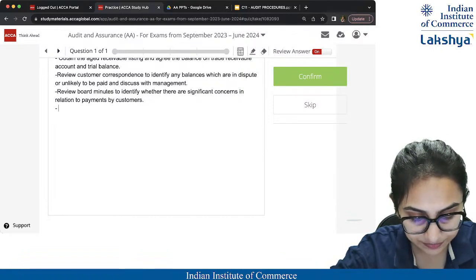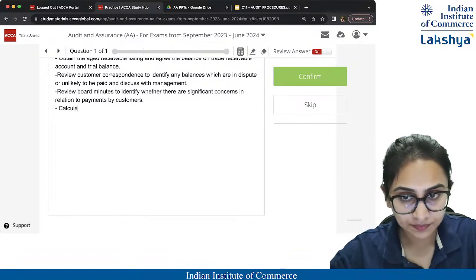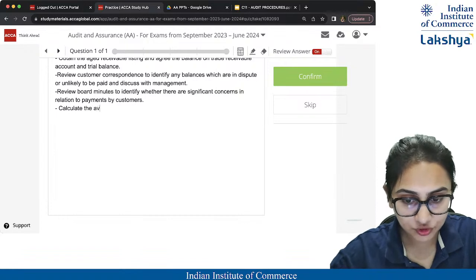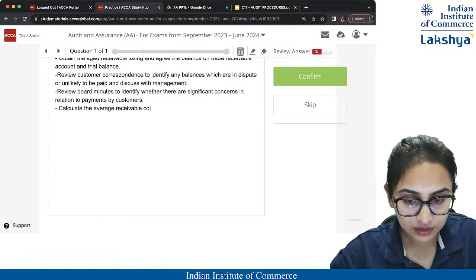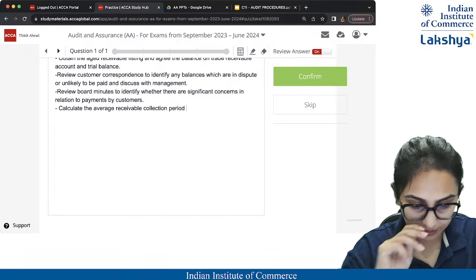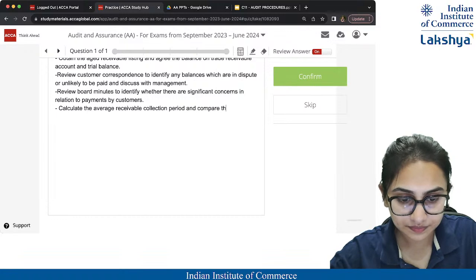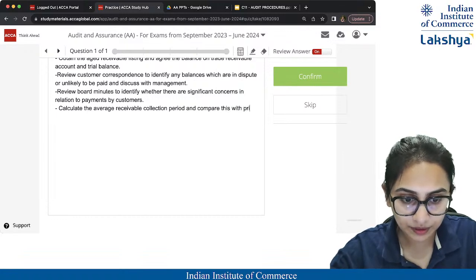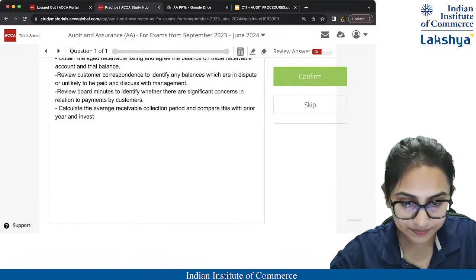Then next, calculate the average receivable collection period and compare this with prior year and investigate any significant differences.